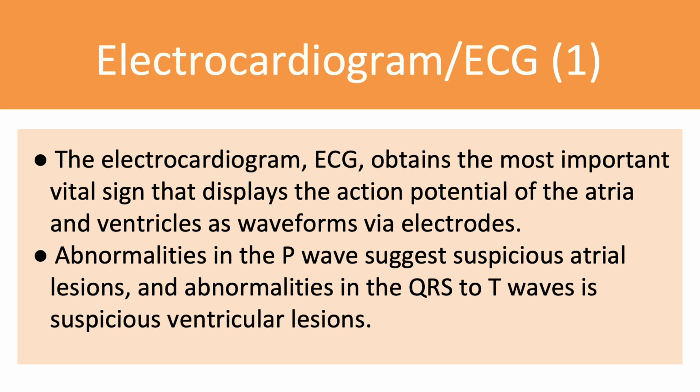The electrocardiogram can obtain the data of the most important vital sign, displaying the action potential of the atria and ventricles as waveforms via electrodes. The P wave represents atrial depolarization. The QRS wave represents ventricular depolarization. And the T wave represents ventricular repolarization. Abnormalities in the P wave suggest suspicious atrial lesions, and abnormalities in the QRS to T waves suggest suspicious ventricular lesions.